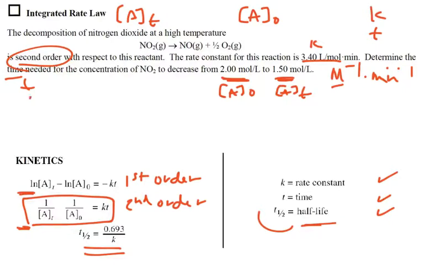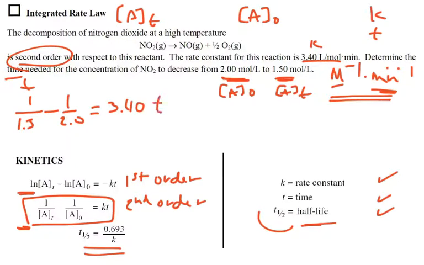So 1 over 1.5, and that's moles per liter. I'm not going to worry about my units right now because it's going to get more confusing, but my constant is in moles per liter per minute, and my concentrations are all moles per liter, so I know that's all going to be okay, and my time's going to come out to be minutes. So I say 1 over 1.5 minus 1 over 2.0 equals 3.40, that's my constant, times t.